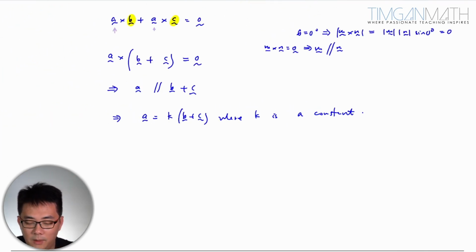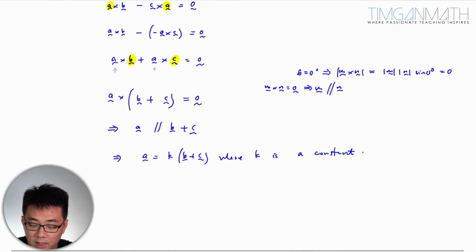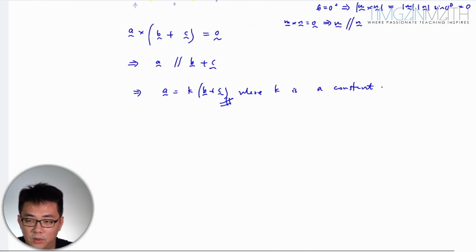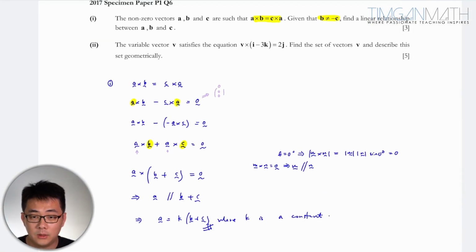Okay, that's about it. This is a linear relationship. You can just write it as such, or you can put the K on the other side, then it looks nicer, but this is fine. Okay, let's look at the subsequent part.